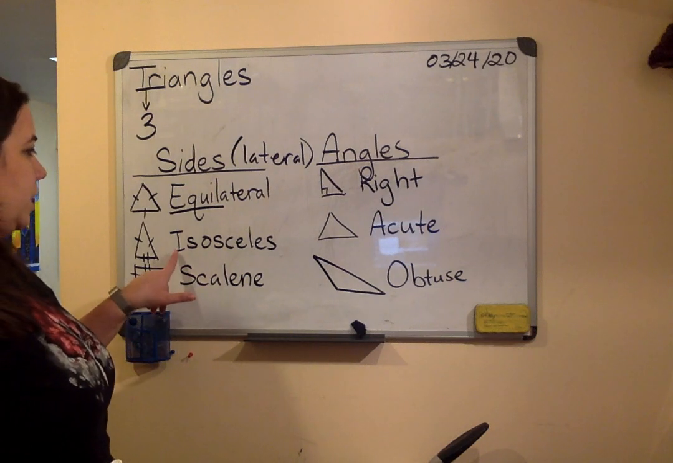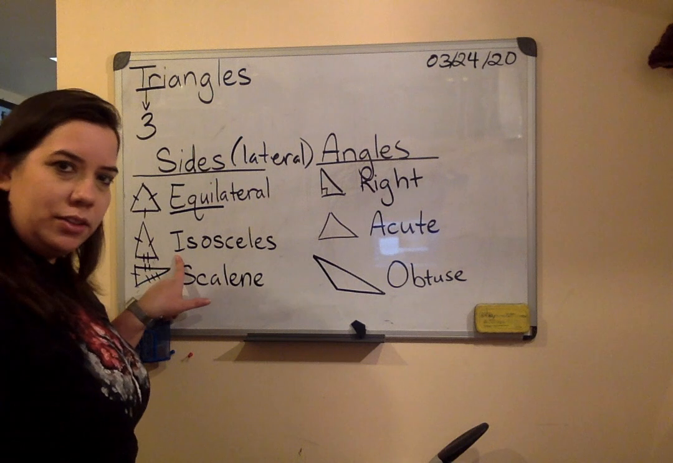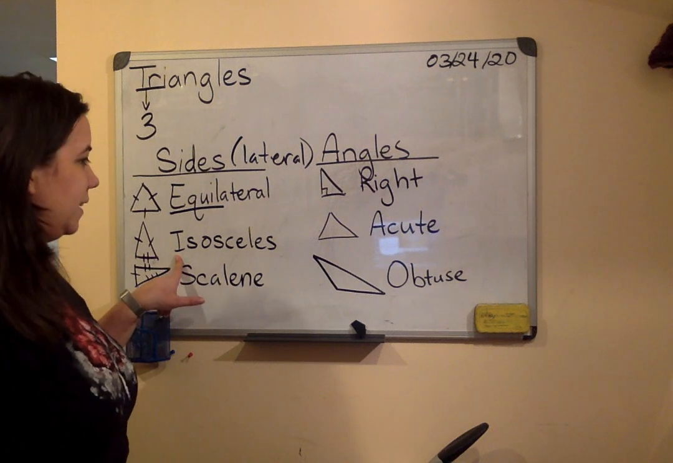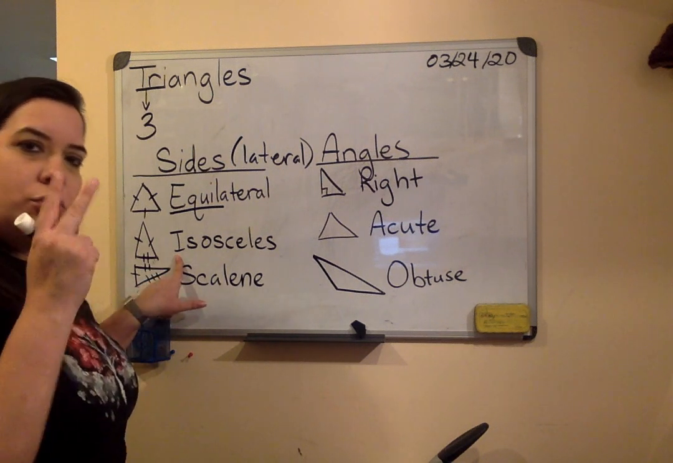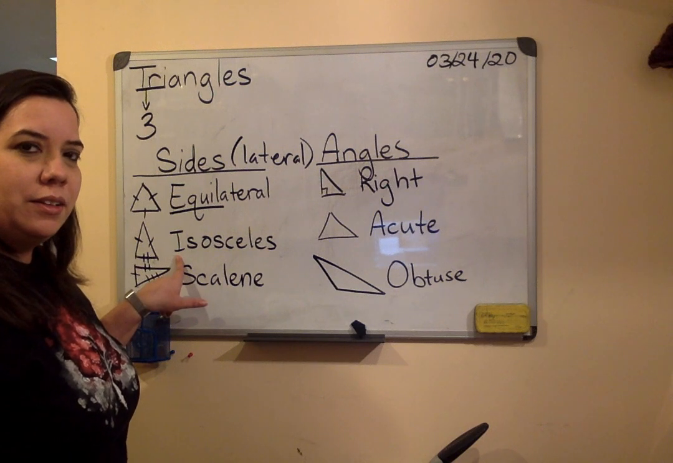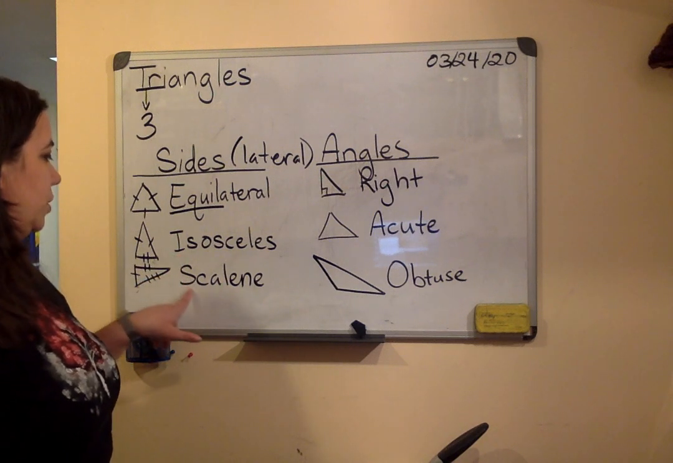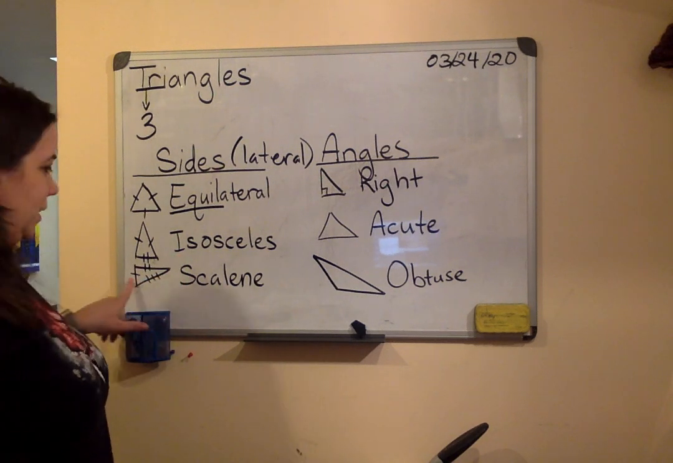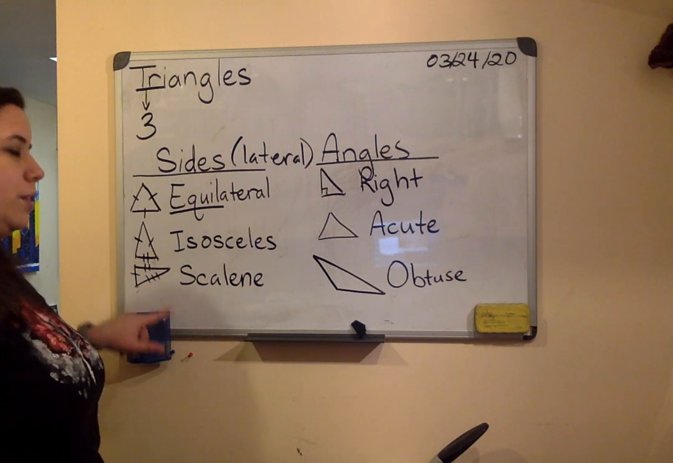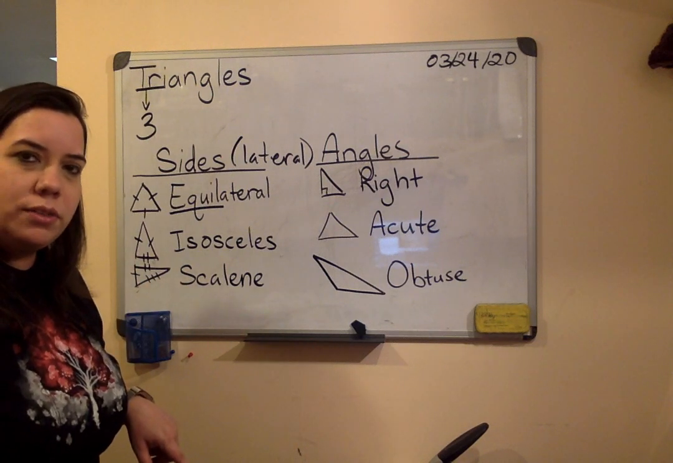The second one we have are the isosceles triangles. Now, isosceles is where you have 2 equal sides. And then the last one you have is scalene. And you have 0 equal sides. They're all different measurements.